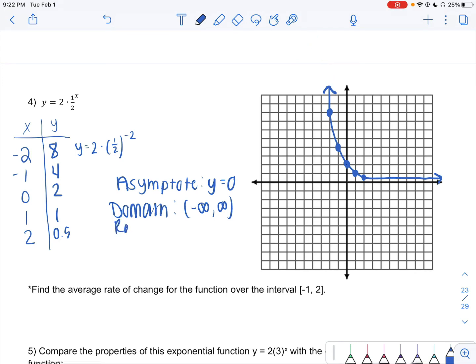My range, my y values from bottom to top, I'm getting closer and closer to 0 at the bottom, but I'm never touching 0, so don't use a bracket, use a parenthesis, and then we're going all the way to positive infinity. So that is our domain and range. And then the last thing we have is our y-intercept. Again, our a value tells us our y-intercept, but we can also see it on our graph here is (0, 2).